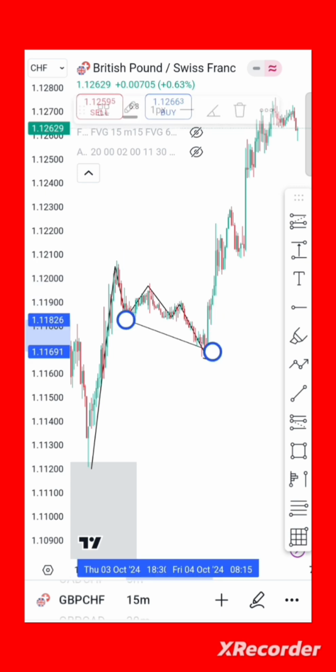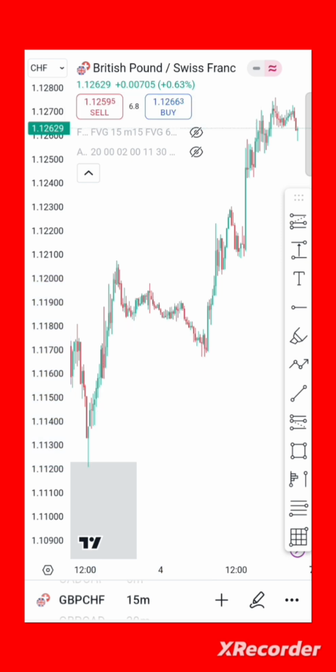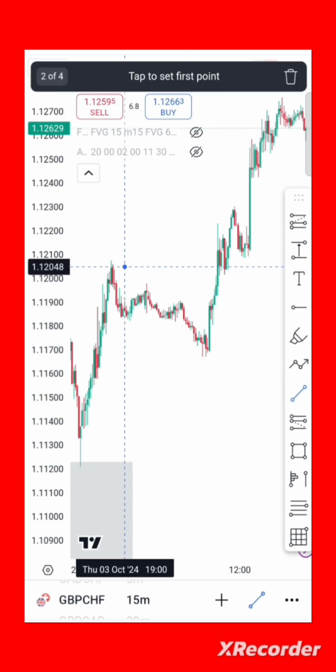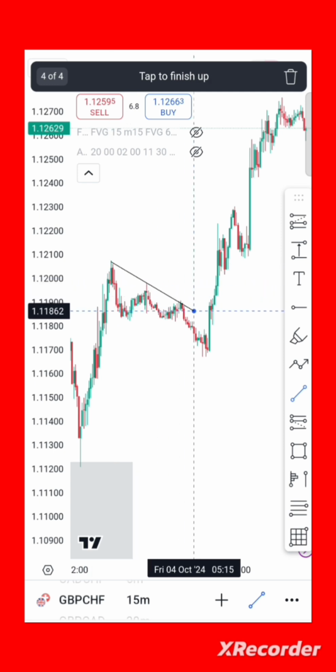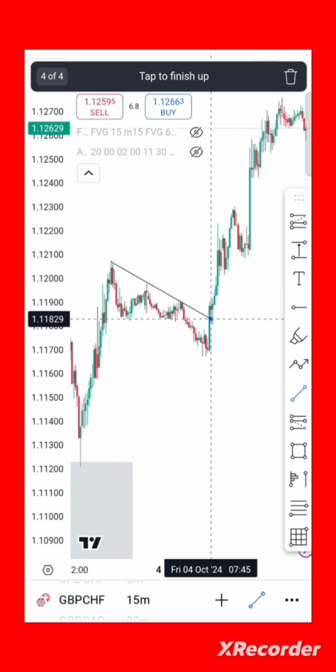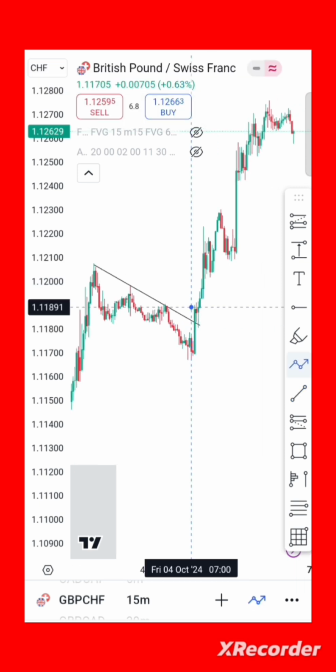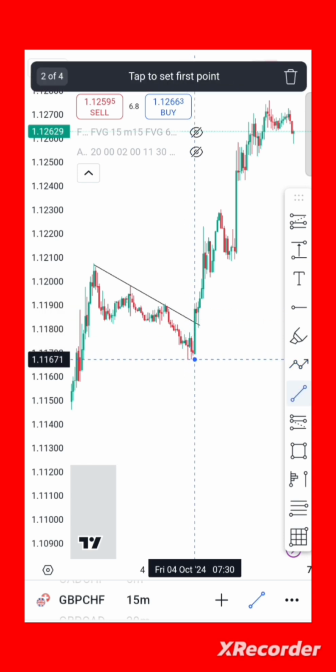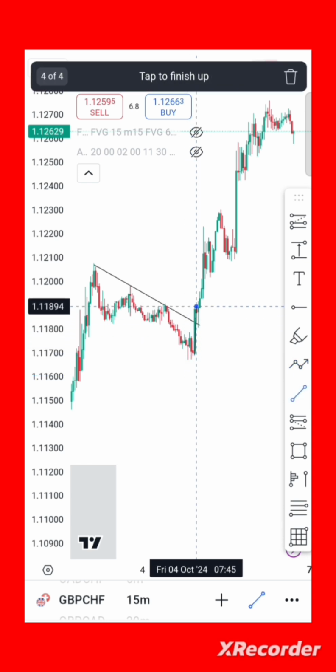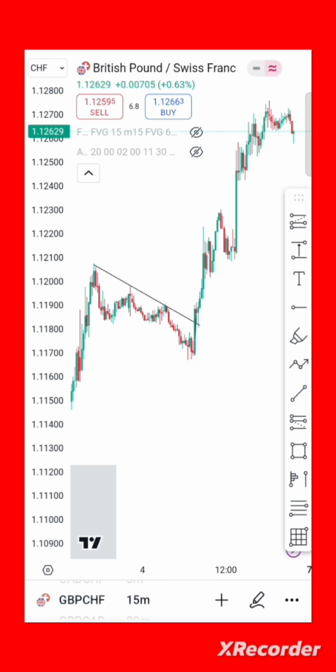So what happened was this: you see how price violated this whole trend line and broke with the body of a candle aggressively. Look at this candle here, this bullish candle. That's an aggressive buy. That's an indication that the price is ready to go higher.